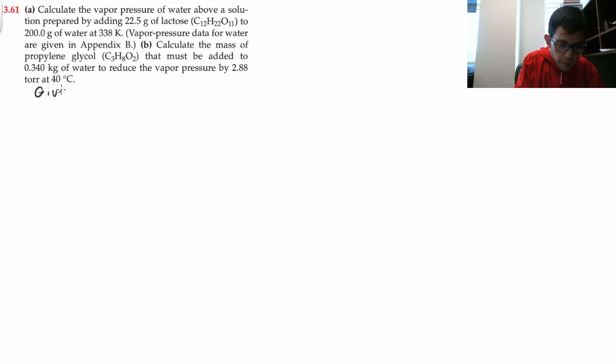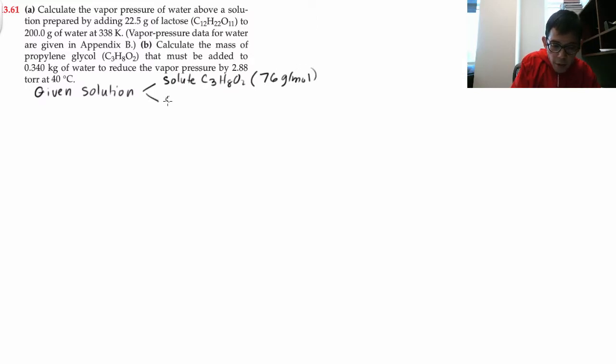What are we given? We're given a solution whose solute is propylene glycol, C3H8O2. If you do the calculation, the molar mass should be 76 grams per mole: 3 carbons, 8 hydrogens, 2 oxygens. Our solvent is H2O. Of course, the molar mass is 18 grams per mole. What else are we given?